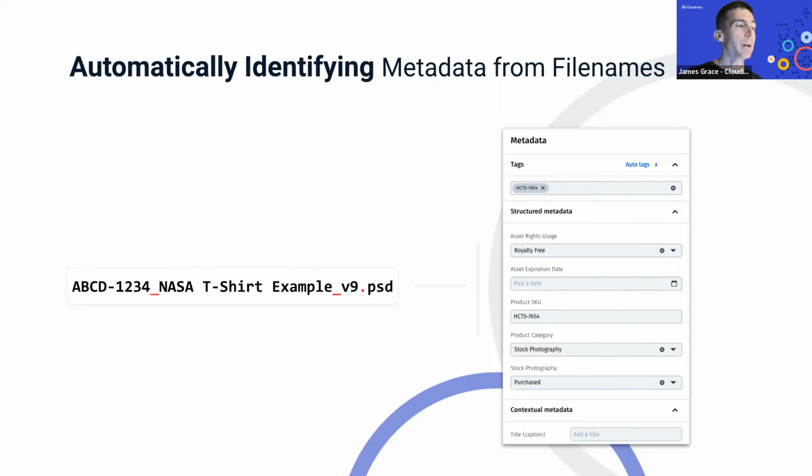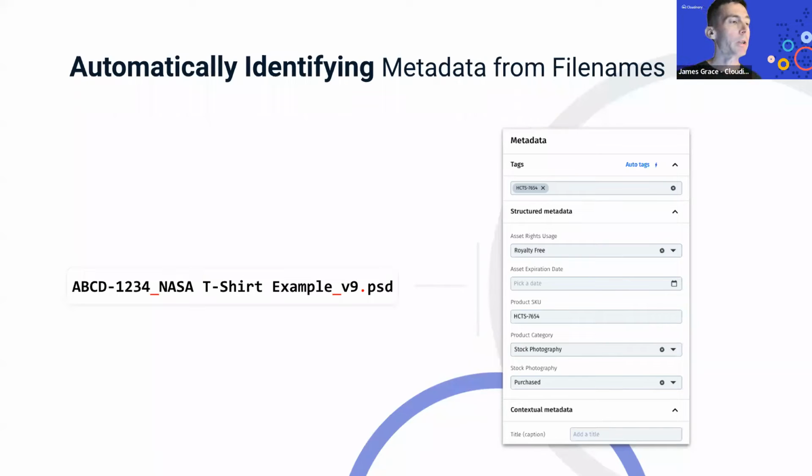And in this case, we may have a creative team that's relying on predetermined file naming conventions that include a product SKU within the file name itself. And they may want that automatically inserted into the corresponding product SKU structured metadata field during upload, right?